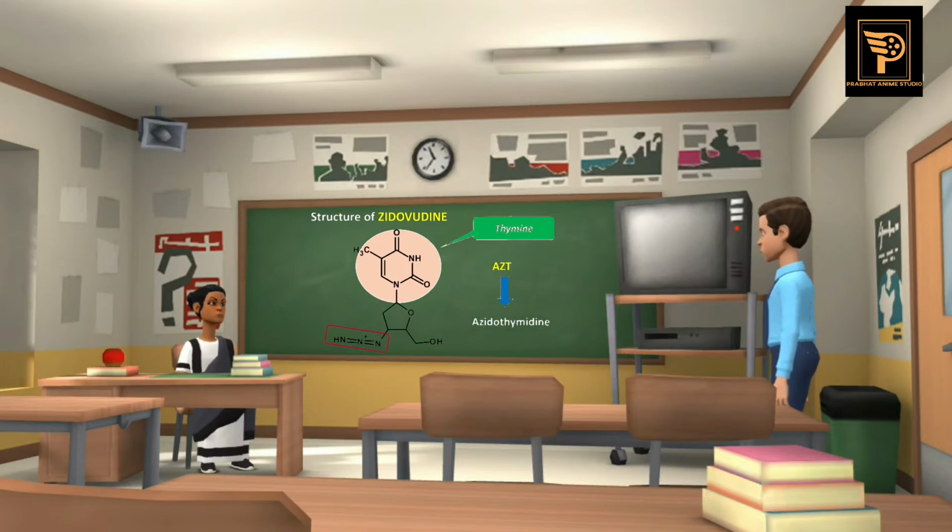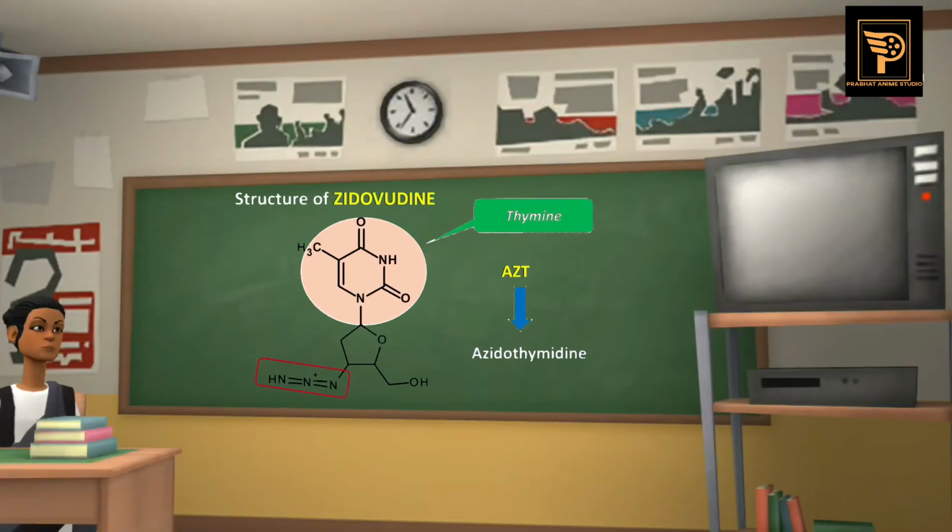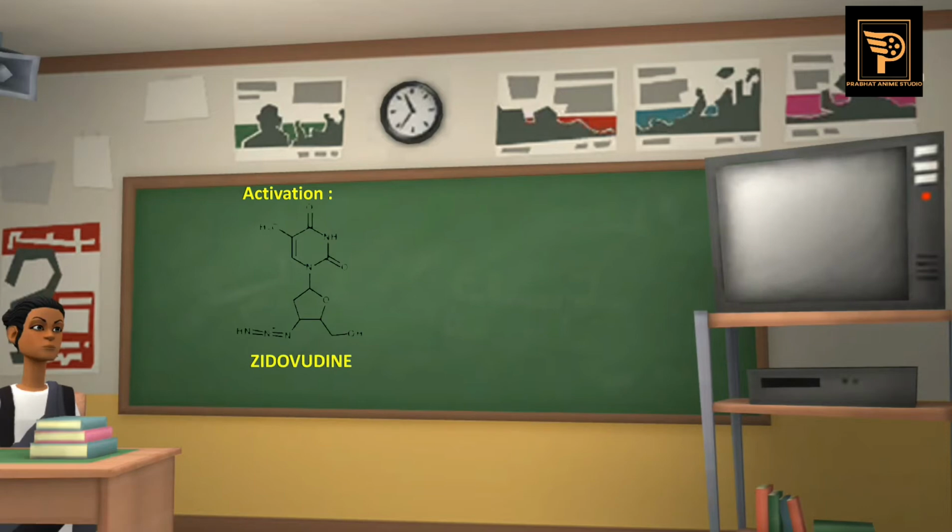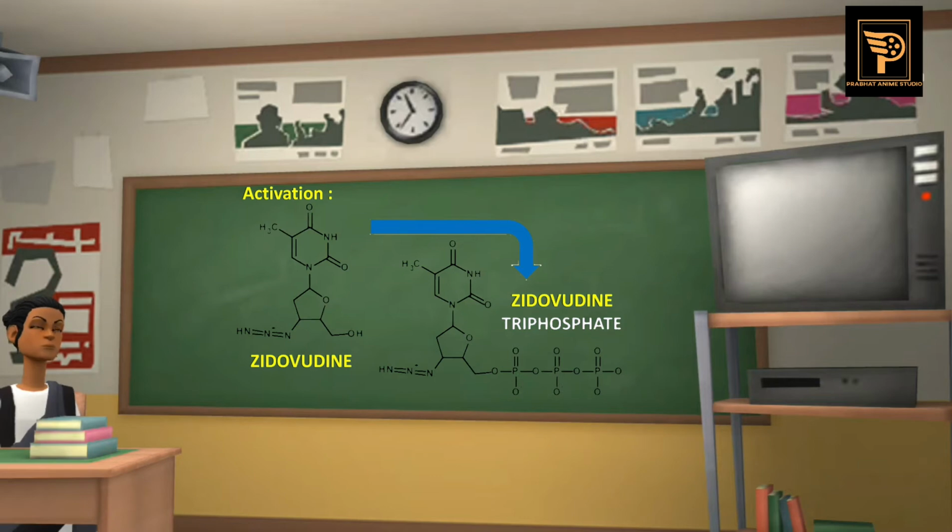Now we can easily observe that zidovudine is an analog of thymidine, so it can compete with the nucleosides within the host cells, as well as inhibit the reverse transcriptase enzyme activity. That's why it is classified as NRTI, nucleoside reverse transcriptase inhibitor. But in order to show its action, initially this drug should be activated into triphosphate form. This is the structure of zidovudine and it undergoes phosphorylation to form zidovudine triphosphate, which is the active form of this drug that then inhibits the reverse transcriptase enzyme activity.